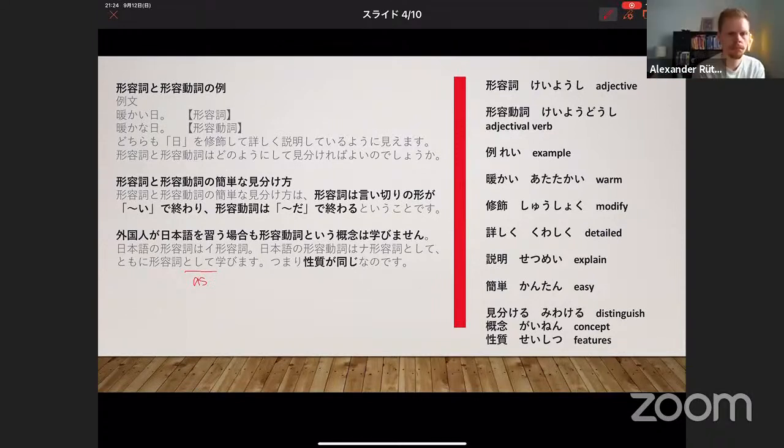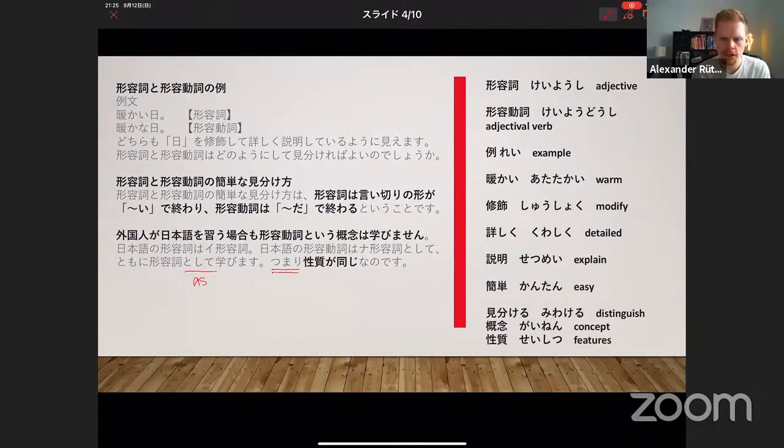つまり is like, in other words, as a result, therefore. Does that make sense?